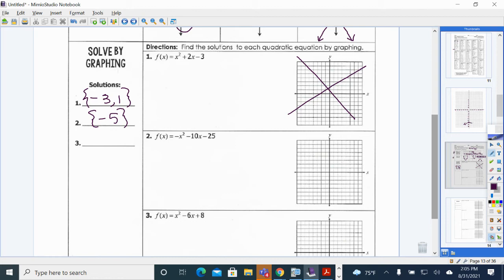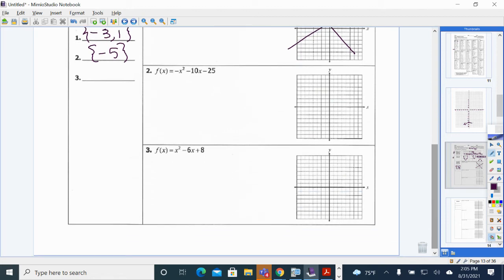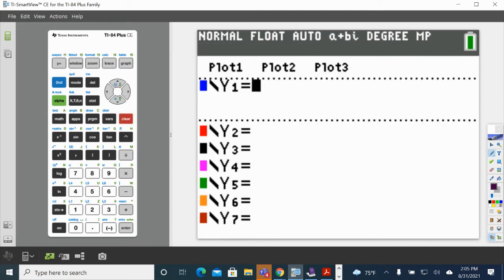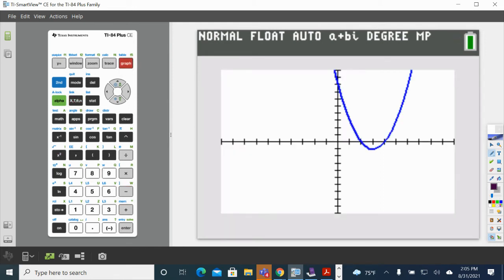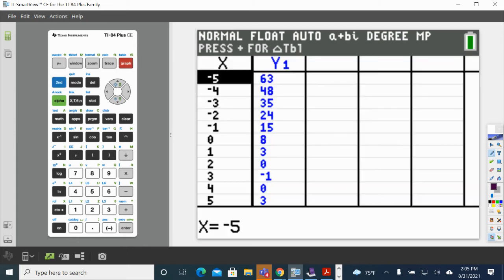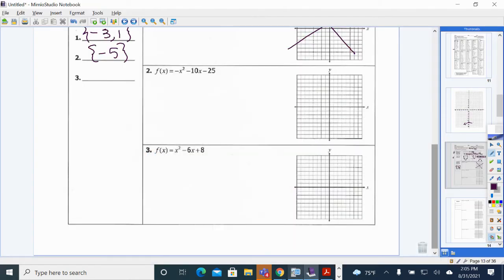Number 3, again, we've got x squared minus 6x plus 8. Y equal, clear out the old, enter x squared minus 6x plus 8, graph. This one, again, looks like it has two solutions, 2 and 4 maybe. Let's double check. What's happening at 2? Y is 0. What's happening at 4? Y is 0. So my two solutions are 2 and 4.